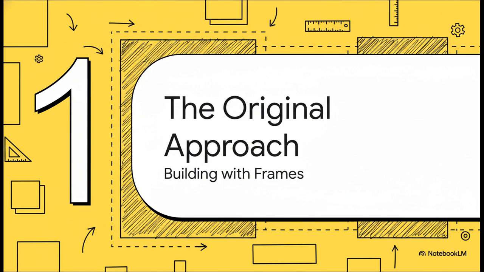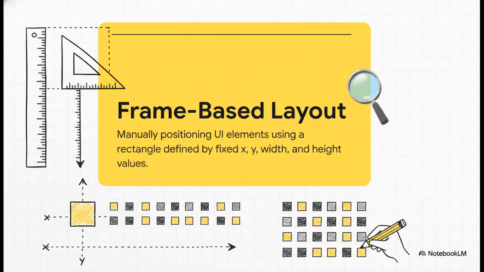Okay, so to really get where we are now, we have to go back in time. Let's look at the very first tool developers had in their toolbox for building interfaces, the super manual approach of using frames. Think of frame-based layout like you're painting by numbers, but way more rigid. You, the developer, have to tell every single little thing, every button, every piece of text, every image, exactly where it needs to go on the screen.